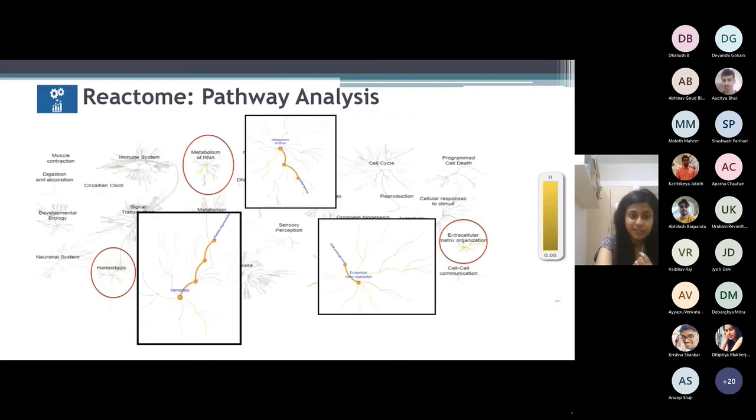Moving on to pathway analysis, which was done on Reactome, the top 50 proteins obtained from the volcano plot were used as input. So this tool detected the pathways in which those top differentially expressed proteins were involved. Over here as well, a p-value threshold of 0.05 was set, and the pathways which crossed the p-value threshold have been highlighted and shown in yellow.